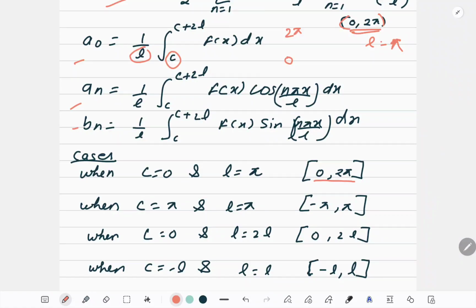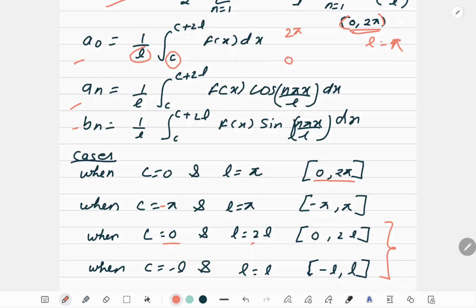If you put c is equal to minus pi and L is equal to pi, in that case you will get the range minus pi to pi. Then the case where c is 0 and the period is 2L, this is called the arbitrary period, when it is not in terms of pi. So these will be the formulas. If you put this, you will get the formula directly. This is when you are doing the Fourier series. Our target is to learn harmonic analysis. This is just an introduction of the formula.